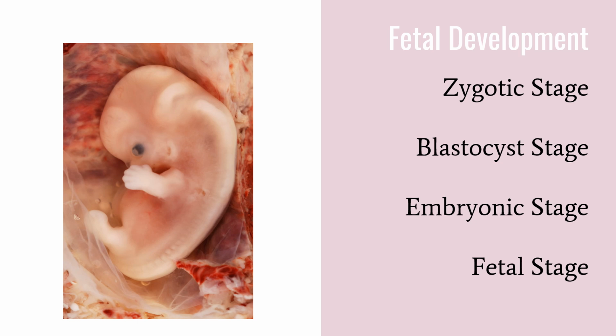Blastocyst stage is when the zygote divides into a solid ball of cells and attaches to the uterus. The embryonic stage is when major structures and organs begin to emerge by the second week through the 8th week. The fetal stage is when those structures are differentiated, and this starts by the 8th week until birth. As you can see, this is why prenatal vitamins are an important supplement during pregnancy.